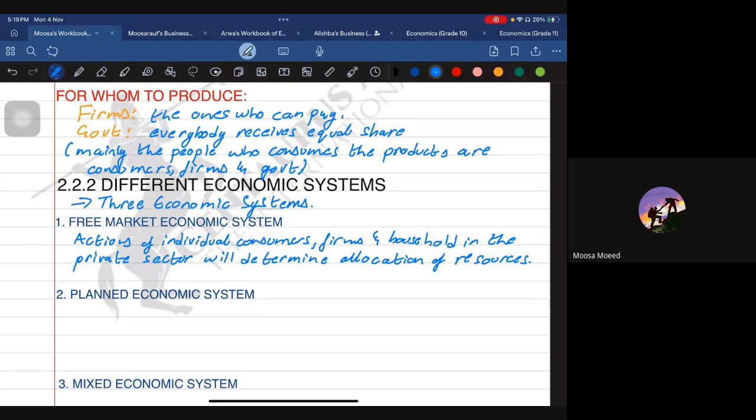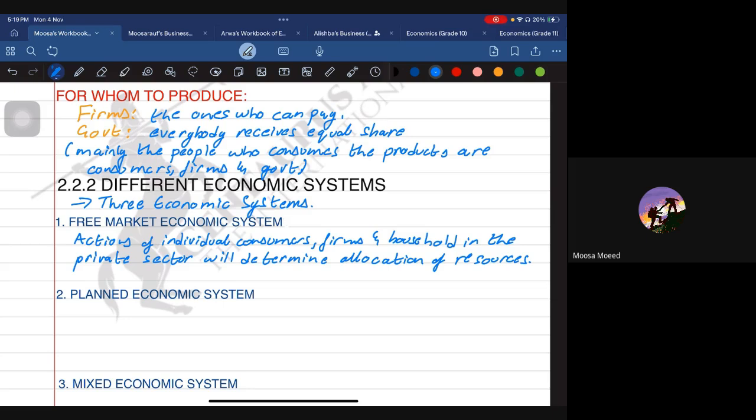This is a system where private individuals have the right to set up their businesses, do the business, and there is very minimal government intervention into the business activity of the private sector. There is very minimal government intervention. So they allow the businesses to do the business, to earn the profits, to grow, to expand. Okay? So this we call a free market economic system.